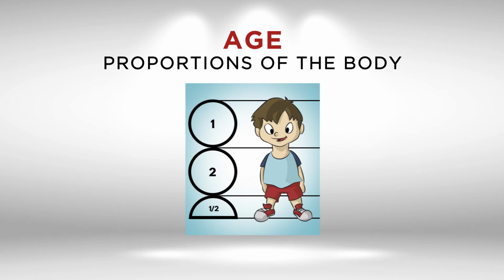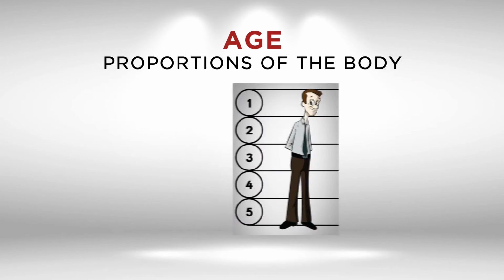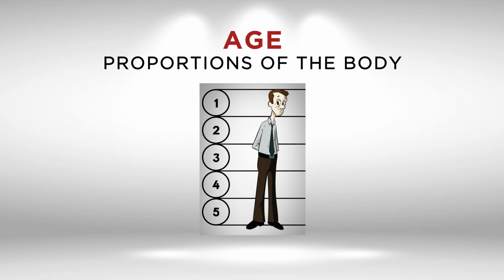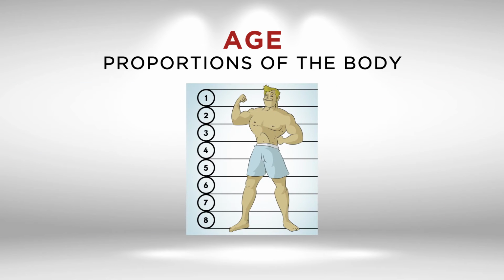For example, a kid usually measures 2.5 heads. A cartoon female character usually measures about 4 heads. A cartoon male character measures 5 heads. A tall and skinny character could measure 6 heads. A big and strong cartoony character could measure 8 heads.